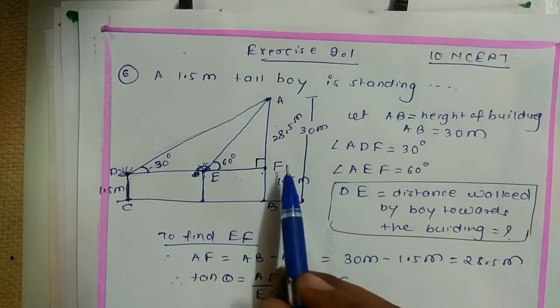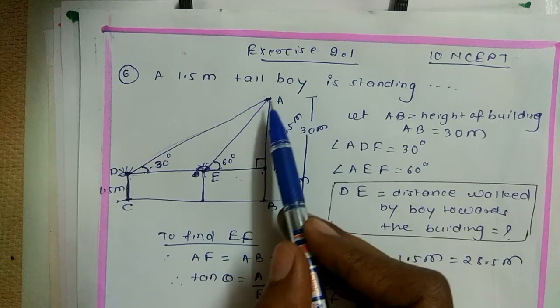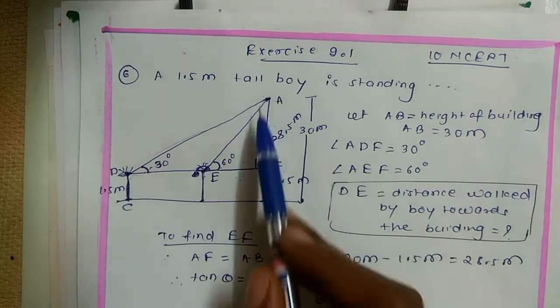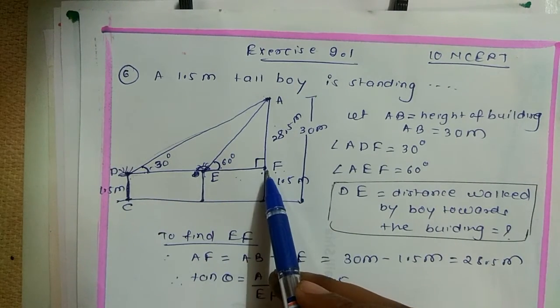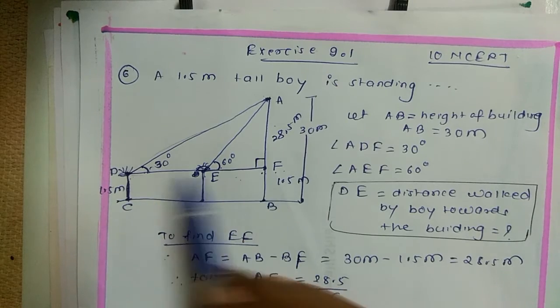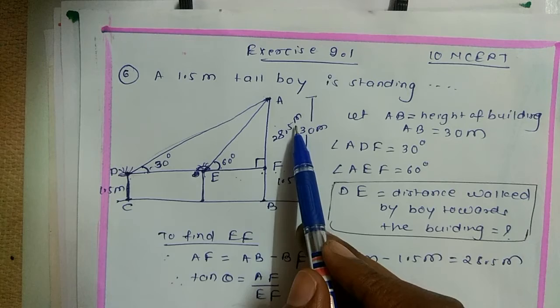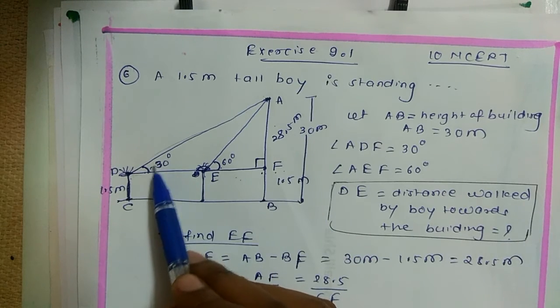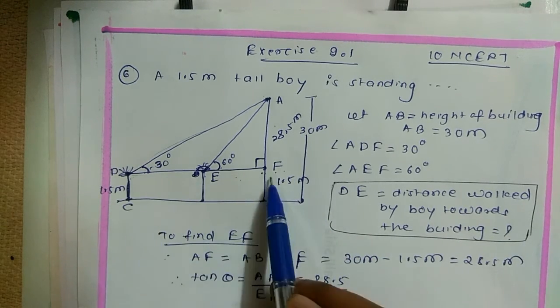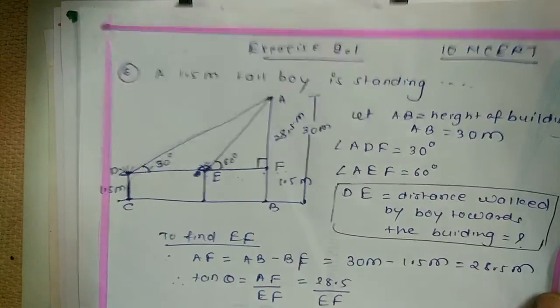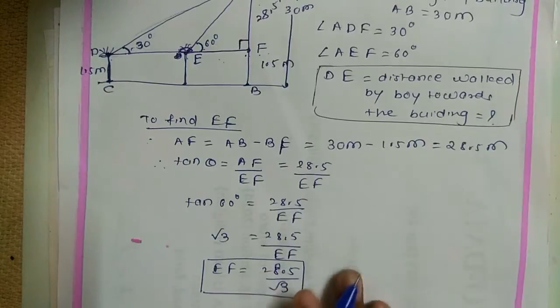So to find out DF, consider the triangle ADF. In triangle ADF, we need to find out DF. To find out DF, we should know one of the sides. AF we already know, that is 28.5, and even the acute angle 30 degrees we know. So we can find out DF using the suitable trigonometric ratio. So here only I'll find out.